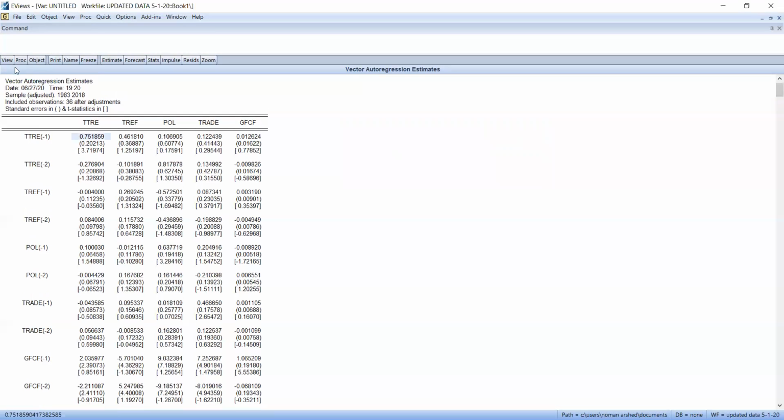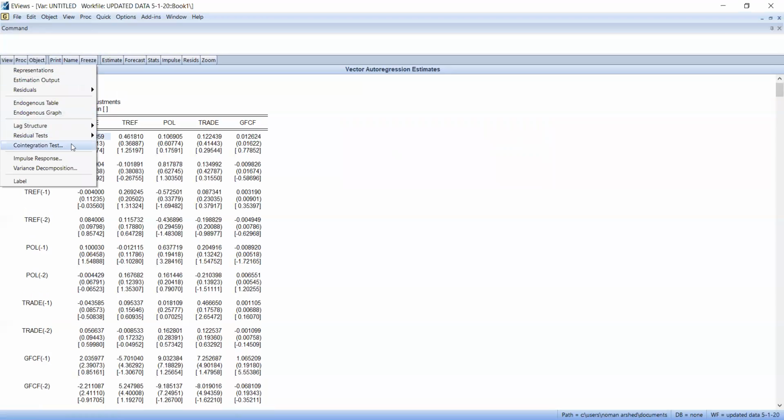Now what we'll do is go there and check for lag order. It's in lag structure and lag length criteria. What it is doing is it will find how many lags should be there for each variable so that the model does not have any missing variable bias.